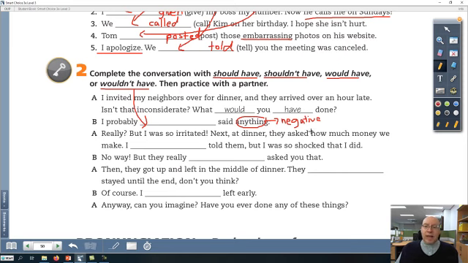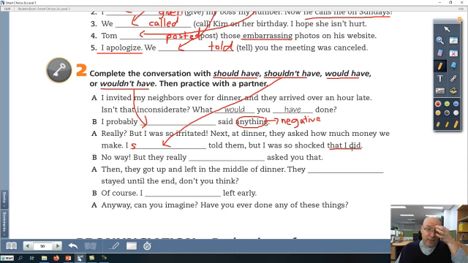Next, at dinner, they asked how much we make. And we're talking about salary. Okay, they asked how much money we make. I blah blah blah told them, but I was so shocked that I did. So now they're thinking the opposite here. They did something that they want to change now. Okay, and they think about this. So I shouldn't have told them. Okay, I shouldn't have told them, but I was so shocked that I did. So I did something in the past. It's the opposite.